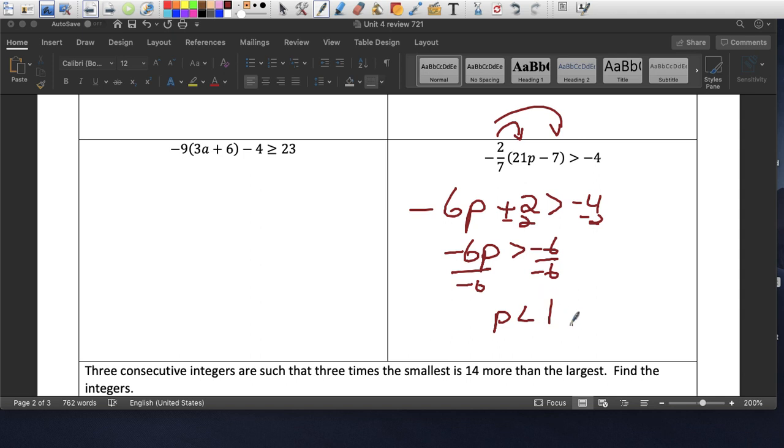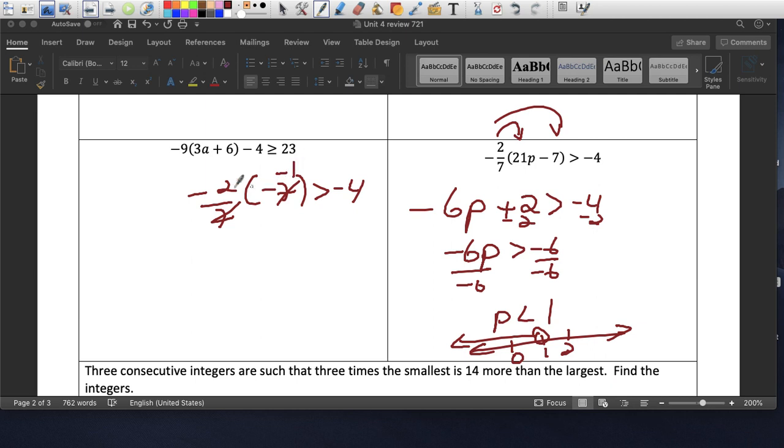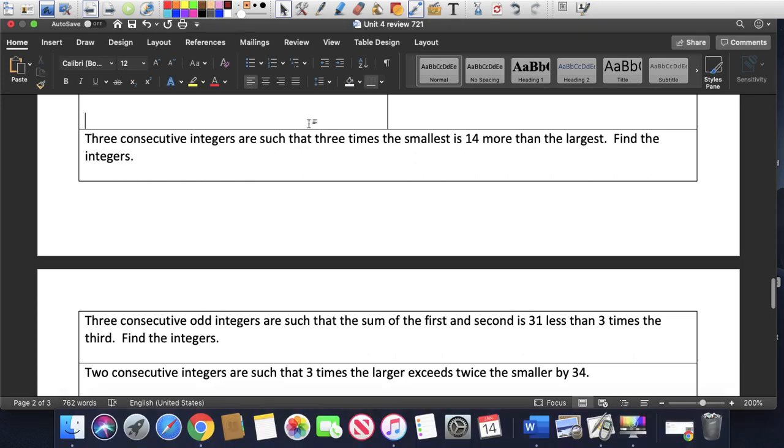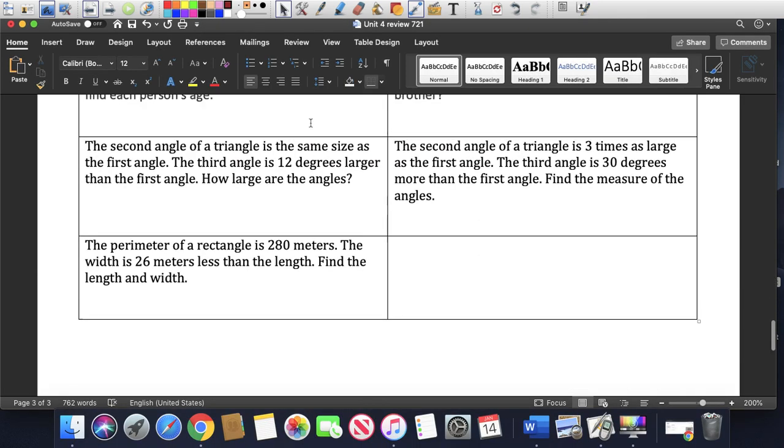Yay! I like when it's less than 1. If I graph this, I'm going to have 1, 2, and 0. I'm not going to shade, I'm going to point it to the left. And I can pick 0, which is the beauty of this. So if I pick 0, I'm going to have negative 2 over 7, and 21 times 0 is 0. Minus 7 is greater than negative 4. This and this becomes negative 1, and negative 1 times negative 2 is 2. And 2 is definitely greater than 1. Solve, graph, check. And let me write the p equal to 0. That's a long video.